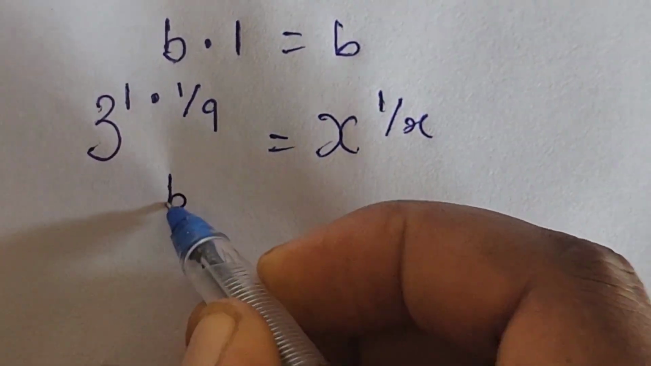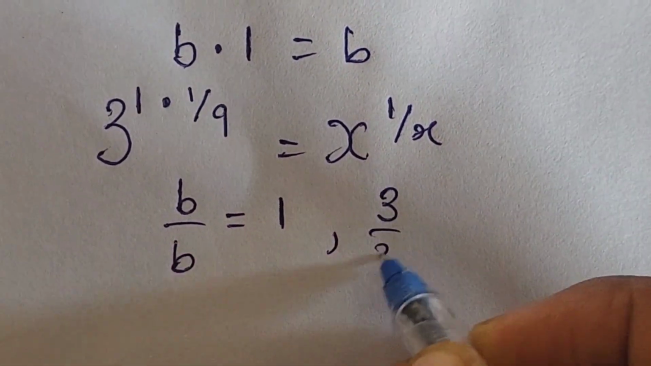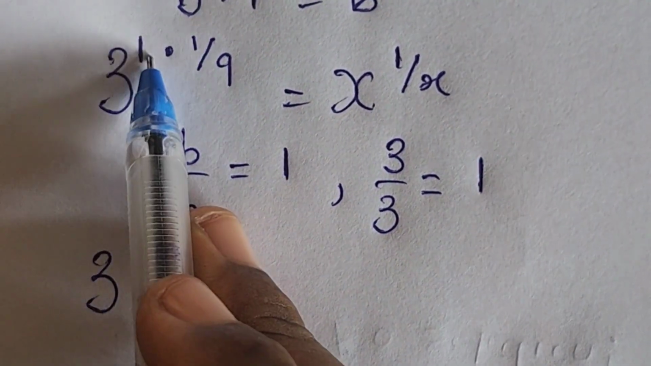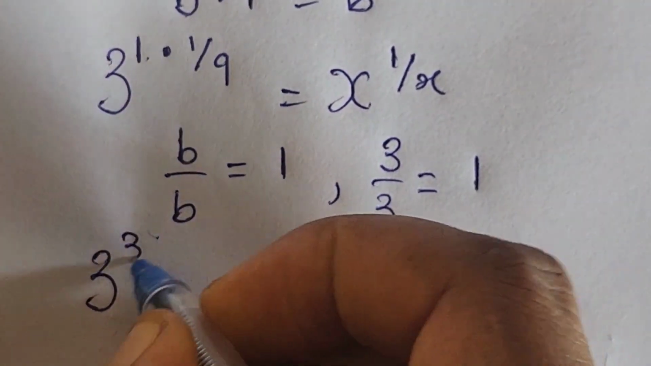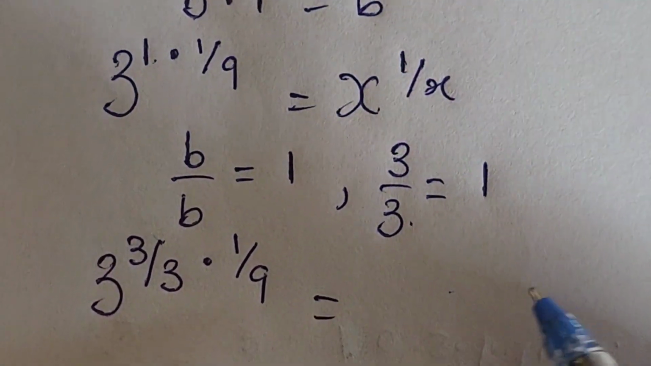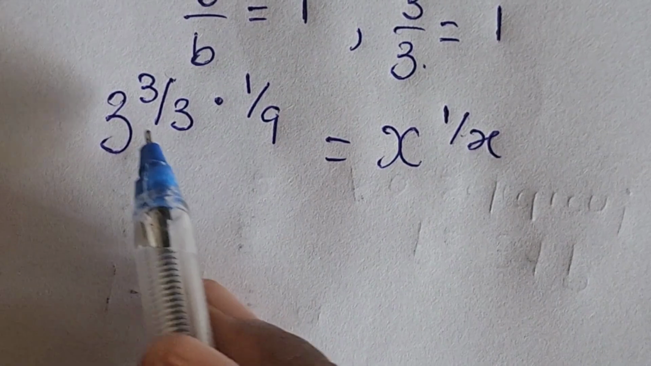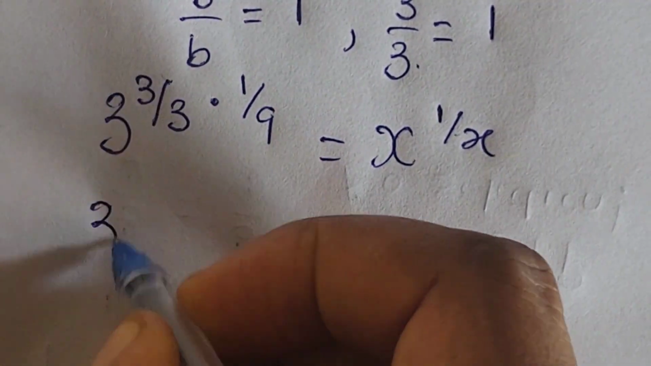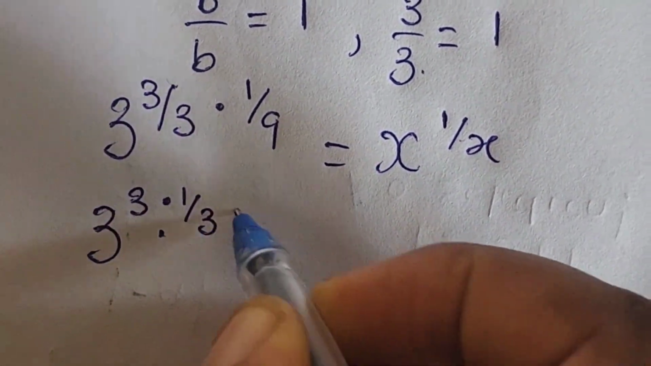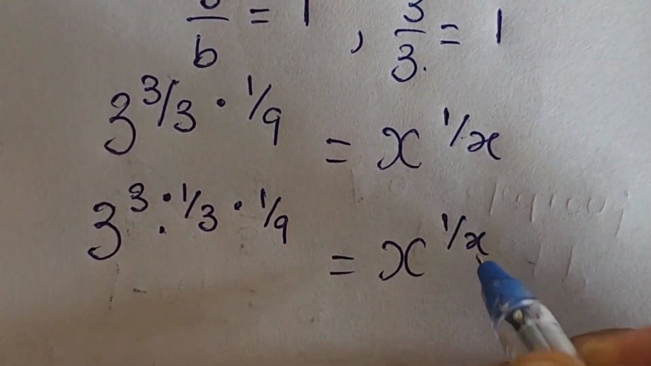Also, when we have b over b, this is equal to 1. So when we have 3 over 3, this is equal to 1. We have 3 to the power of, our 1 becomes 3 over 3, which is 3 over 3 times 1 over 9 to be equal to x to the power of 1 over x. So we can split our 3 over 3 to have 3 to the power of 3 times 1 over 3 times 1 over 9 to be equal to x to the power of 1 over x.